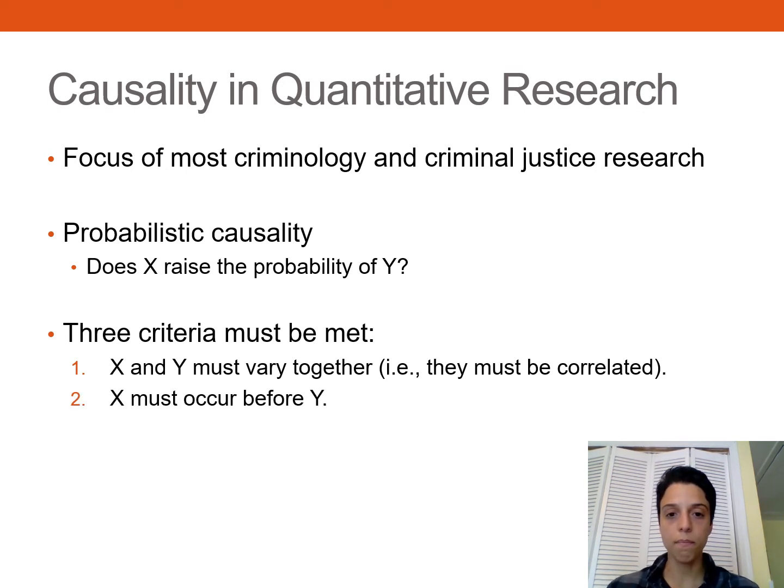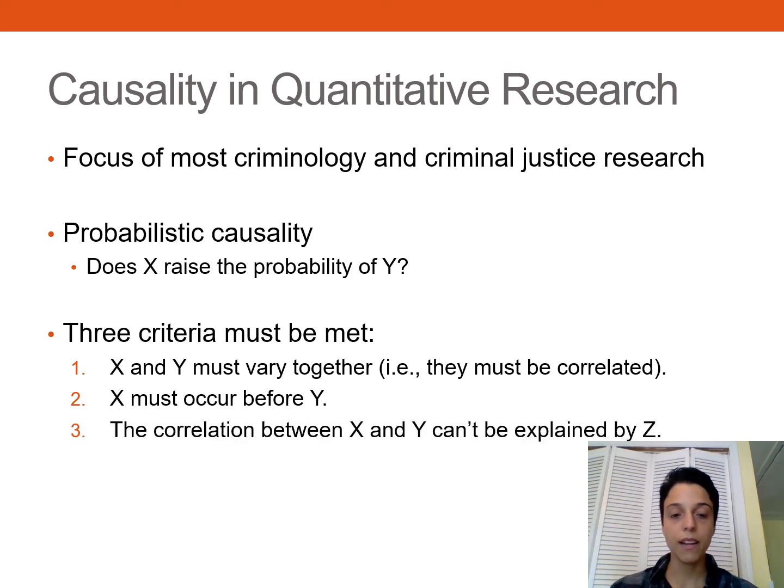Your cause must come before your effect. So X must come before Y. This one's pretty simple, but if your effect comes before your cause, you have a problem. And finally, we have to establish that the correlation between X and Y can't be explained by some other factor Z. In other words, this relationship that we're seeing between your cause and your effect, we have to be able to establish that it's not caused by something else. And so we'll talk about what that means as well.